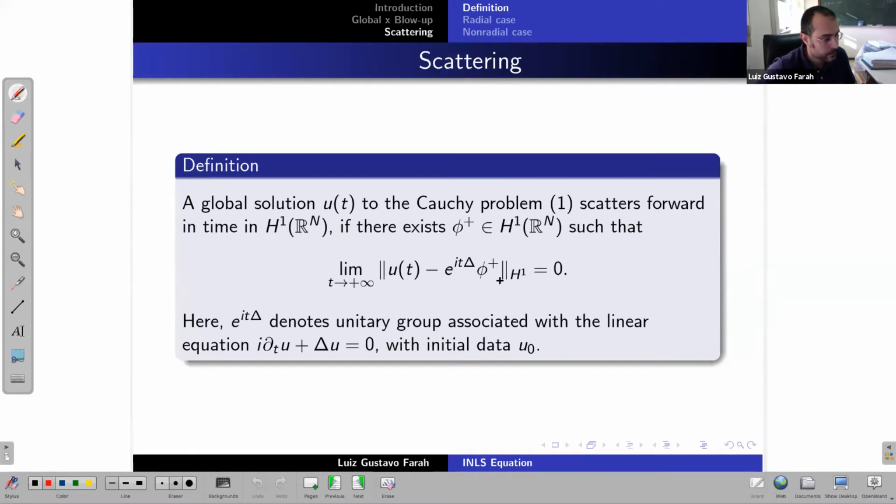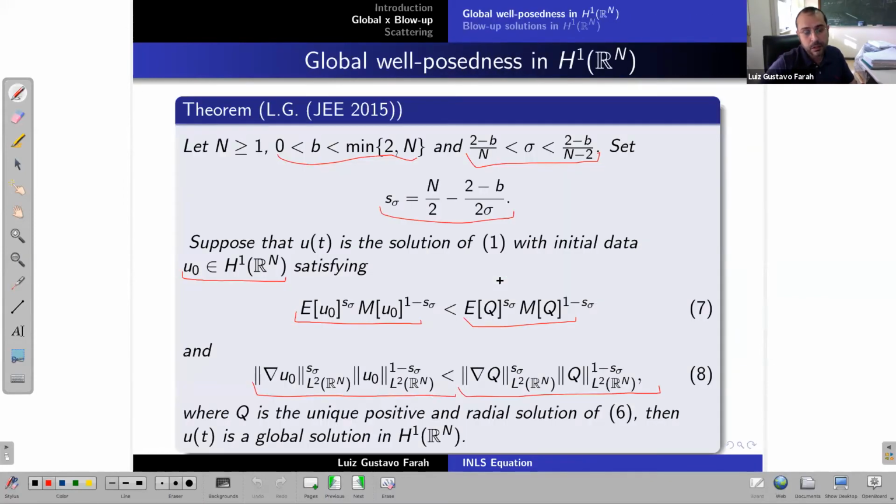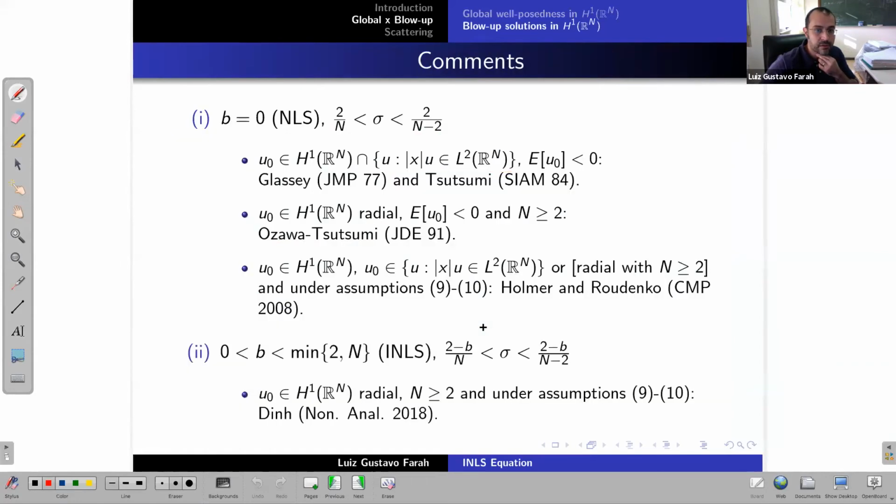So now I want to explain to you some results about scattering for this equation. So we already have this global result that says that if we have initial data satisfying these two relations here, 7 and 8, then we already have global solutions. So can we say something about this global solution? Can you say something about the asymptotic behavior of these solutions? So this is the notion of scattering.